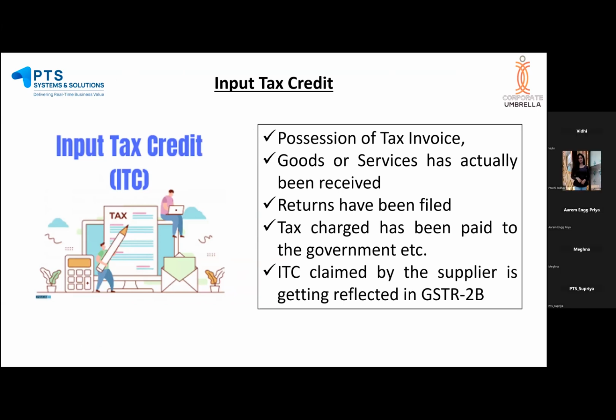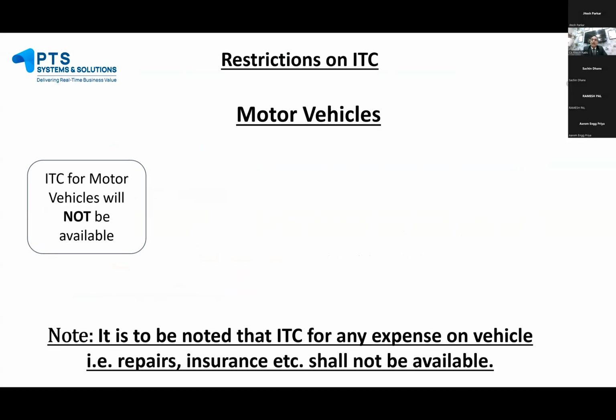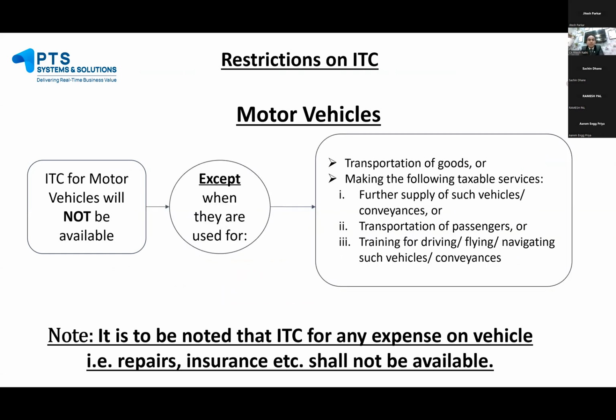Now, we all are aware that we cannot take ITC for any expense related to vehicle, right? But there are certain clauses where you can avail. Next slide. If you are using it for transportation of goods. Now, remember, you cannot say my private vehicle is used for transportation of goods. No, they have put a condition that the vehicle should be more than 13-seater. So if you are using it for transportation of goods, that means it has to be a yellow number plate, basically.